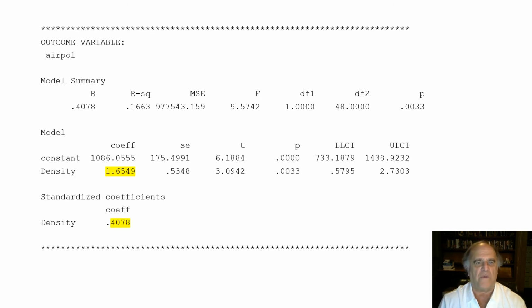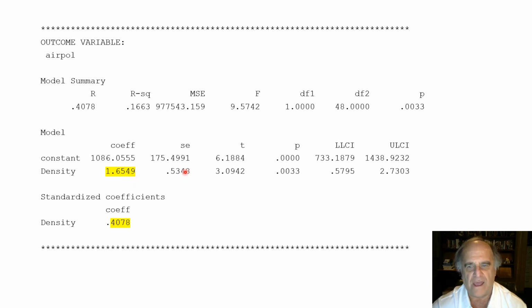So then again, we get our first piece of outcome, which we're going to parallel the Field analysis. Our outcome variable is air pollution, which is the mediator. Our predictor is density. So this is really the A path. You can see that there's a high correlation between population density and air pollution, 0.4078. Here's our R squared, our mean squared error, F, degrees of freedom. Our p-value is 0.0033.